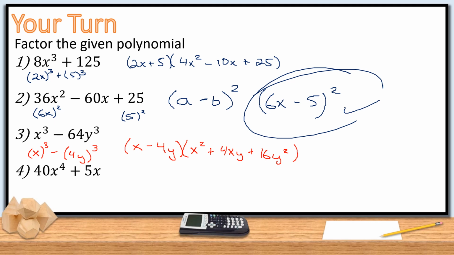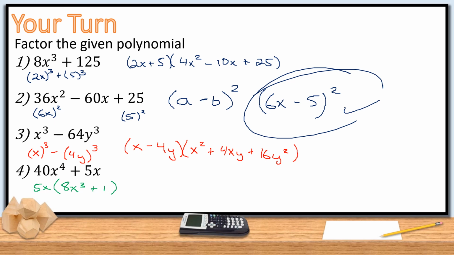All right, last one. 40 is not a square number. So that's interesting. But they have a common factor. So let's pull that one out first and see what's left. So 40 and 5, common factor would be 5. x to the power 4 and x, common factor is x. So 5x is a factor. That leaves me with 8x cubed plus 1.